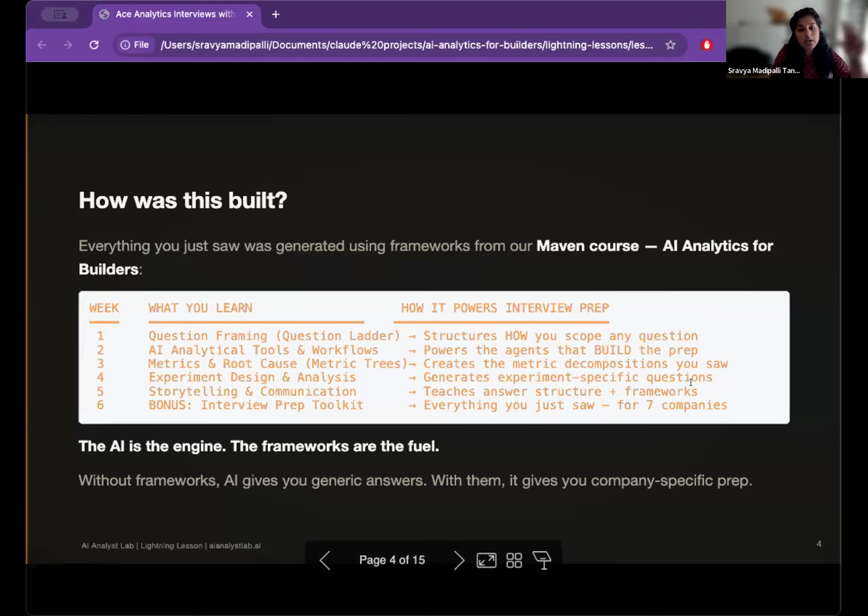How I got to where I got with those prep files was because I was sitting on this giant repo of really rich content from the course, and it helped me bring those documents into reality.